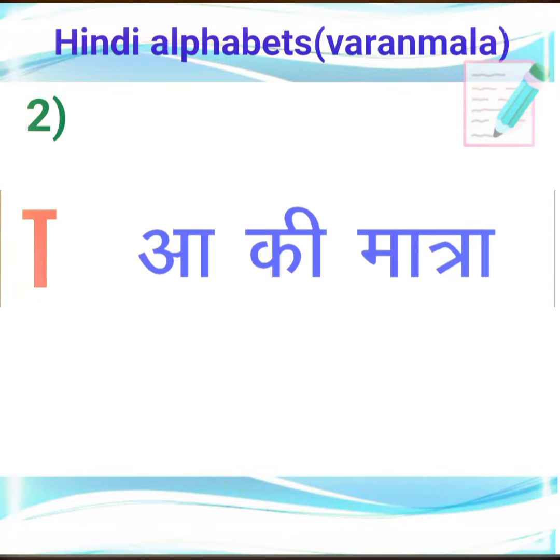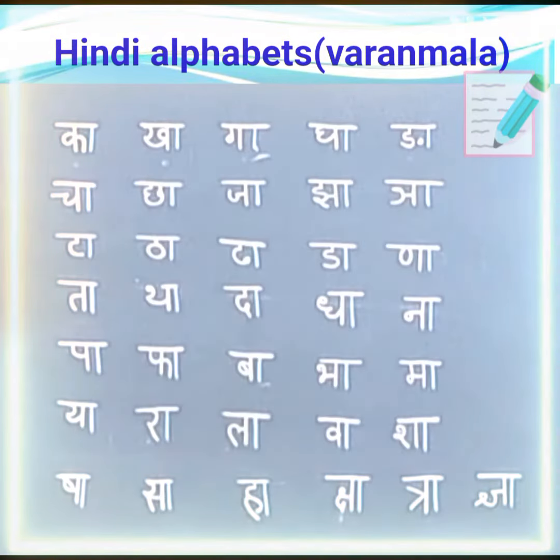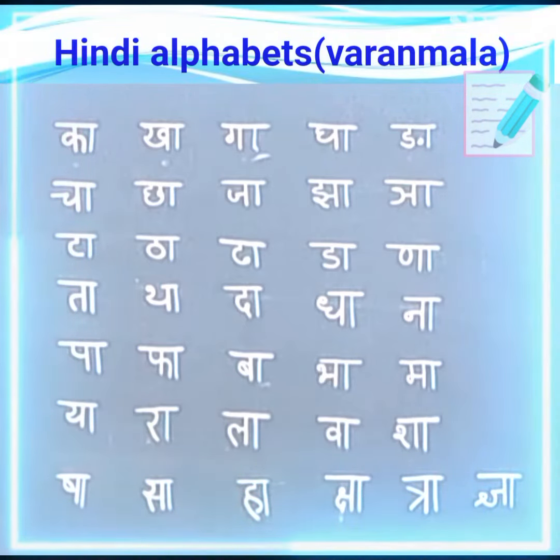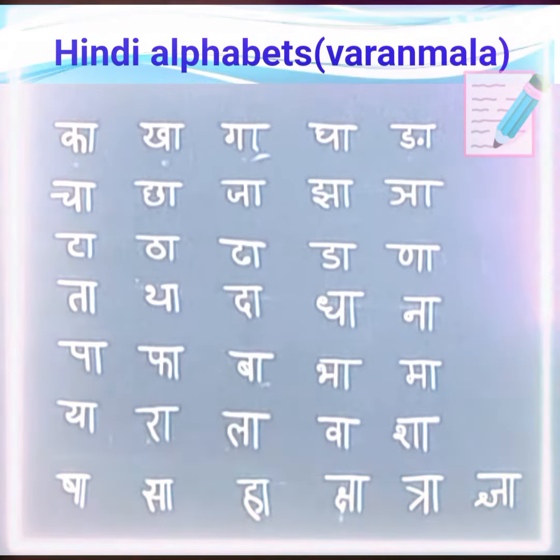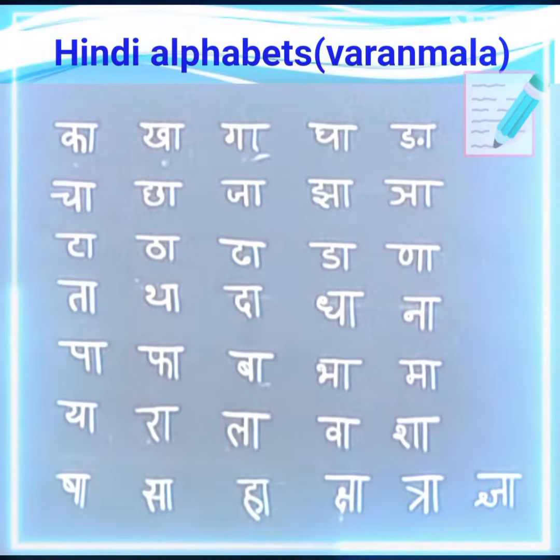Now let us look at the vowel sound a in all consonants and how to pronounce them. Ka, kha, ga, ga, nga, cha, cha, ja, ja, nya, ta, tha, da, da, na, ta, tha, dha, dha, na, pa, pha, bha, bha, ma, ya, ra, la, va, sha, sha, sa, ha, kya, tra, gya.